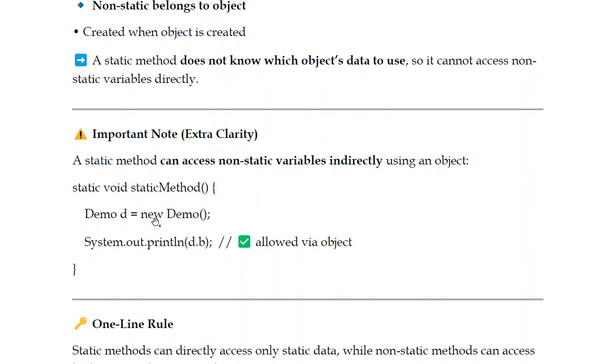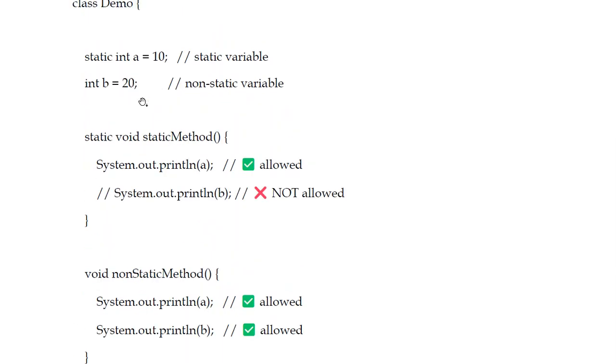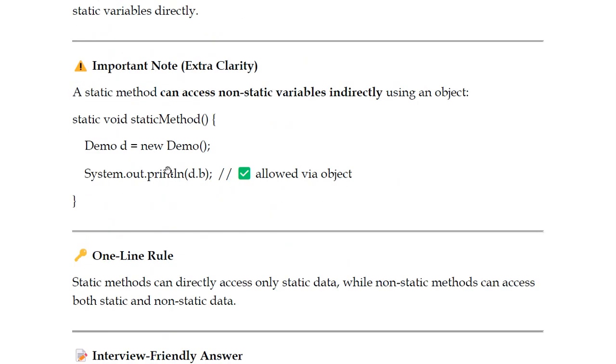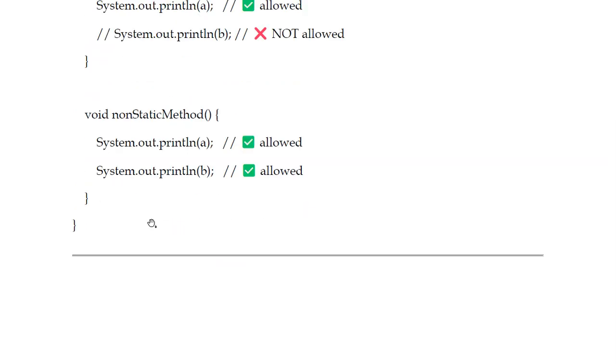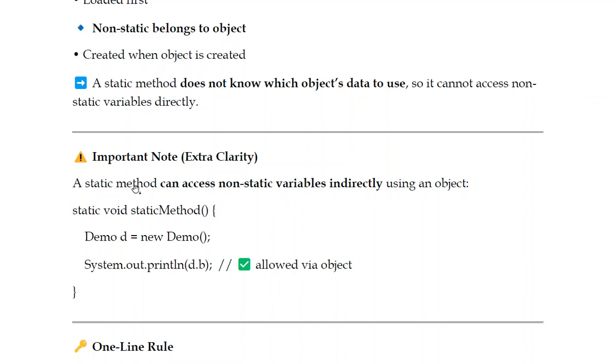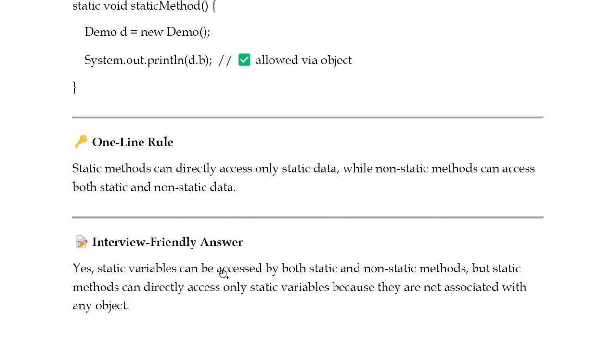So indirectly, I'm using the object. How? I'm creating the object here: class name D equal to new Demo. So the object will be created. The reference variable name is D. So D dot B means that the B value can now be accessed. What is that? 20. Indirectly, I'm accessing the non-static variable B equal to 20 by the help of this object. That is what we are telling: a static method can access non-static variables indirectly. Okay, I hope you are clear with this.